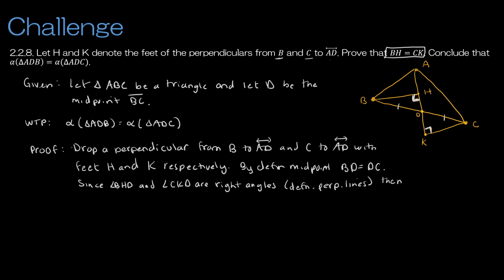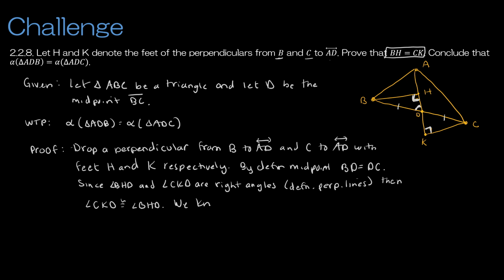What can I say? I can say that BHD and CKD are congruent, of course, since they're both right angles. So angle CKD is congruent to angle BHD. So what I have so far is two triangles where I have an angle and a side, but I want to show that those two little triangles are congruent so that I can continue to show that BH is equal to CK, and then those triangles have equal areas and so forth.